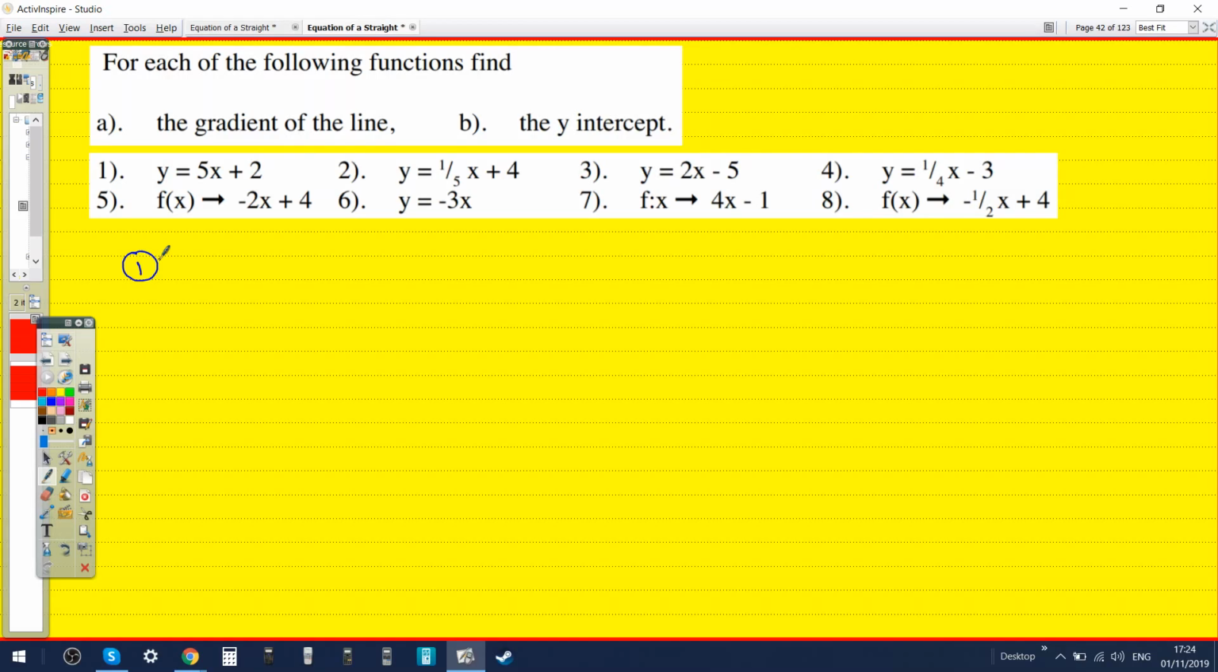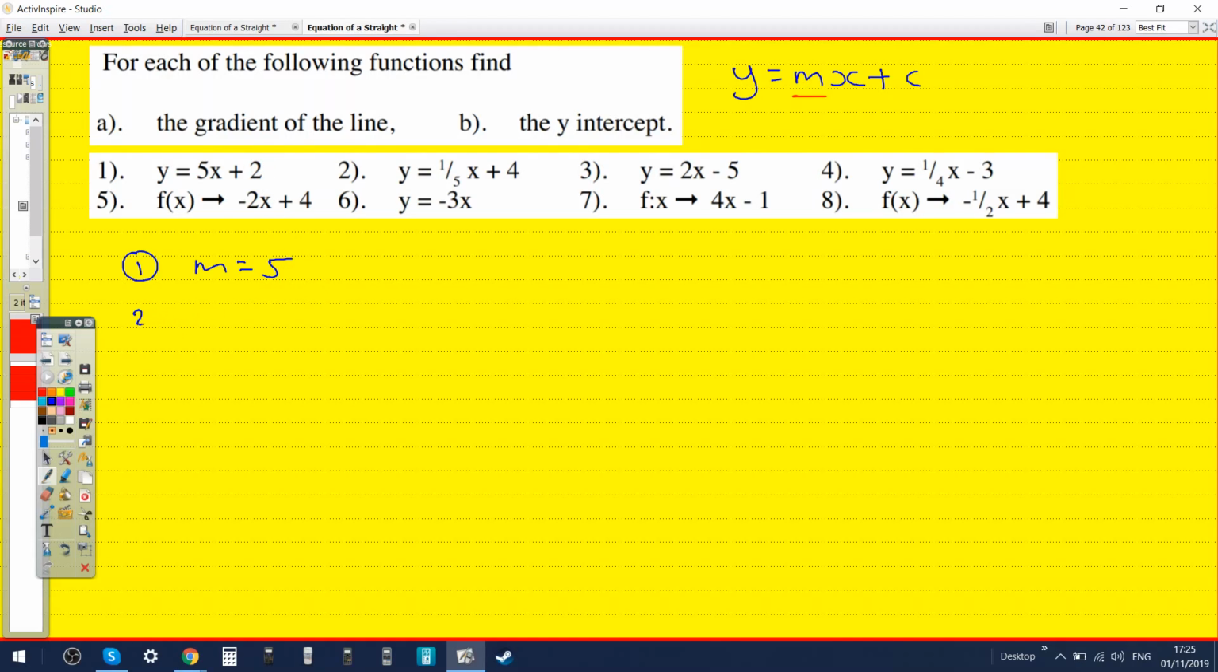Okay. So my first coordinate is 1, 7. Because when x equals 1, y equals 7. Yeah. The gradient is m, the number in front of x. Oh, okay. So 5 is the gradient of the first. Yep. That's it. And the y-intercept would be 2, or the coordinate 0, 2.